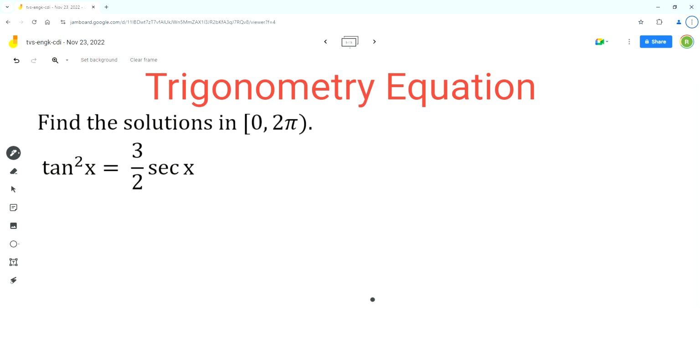In this video, we'll solve a trigonometry equation. As per the problem, find the solutions in the interval 0 to 2 pi, where 0 is included and 2 pi is not included, and the equation is tan square x equals 3 over 2 secant x. This equation has two different trigonometry functions, tan x and secant x. The first step is to get rid of the denominator 2 on the right side of the equation, and for that we can multiply both sides by 2.